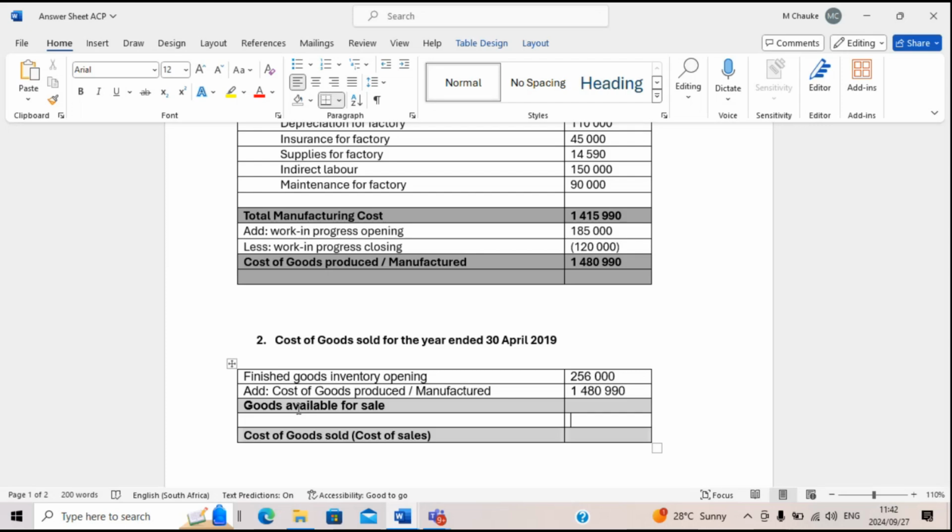Goods available for sale is going to be 1,736,990, right? And then after that we have to less finished goods inventory closing.